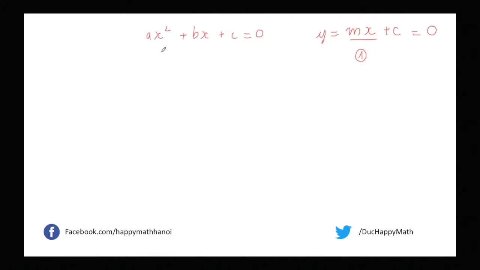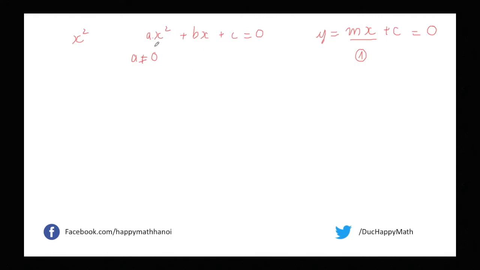But the maximum degree of the quadratic equation is x to the power of 2. It means the variable has to be of second degree. And the condition of the quadratic equation is that the coefficient of x squared has to be different from 0.